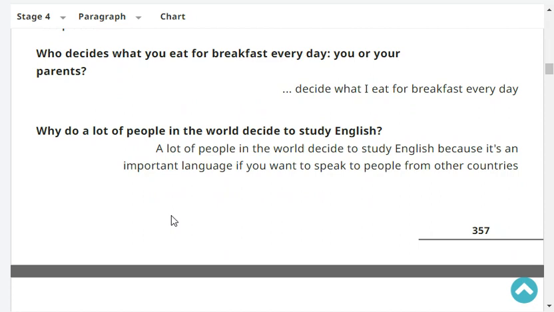Who decides what you eat for breakfast every day? You or your parents? My parents decide what I eat for breakfast every day. Why do a lot of people in the world decide to study English? A lot of people in the world decide to study English because it's an important language if you want to speak to people from other countries.